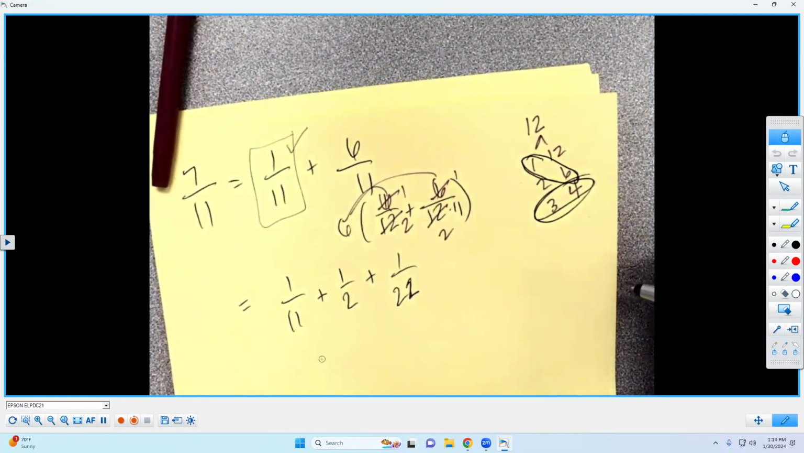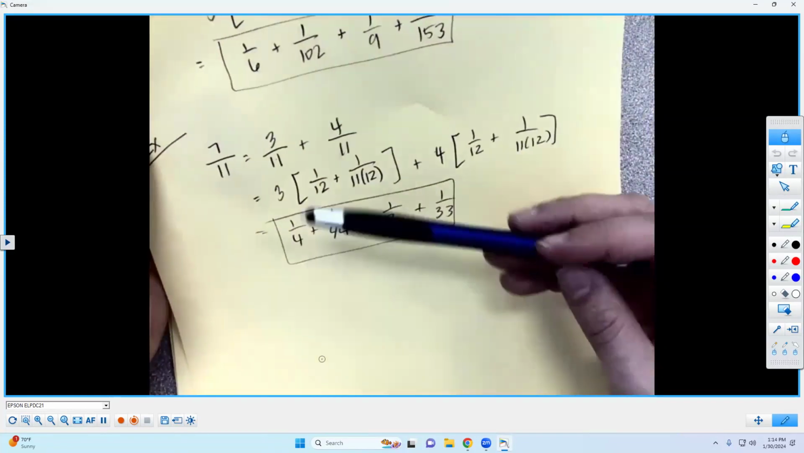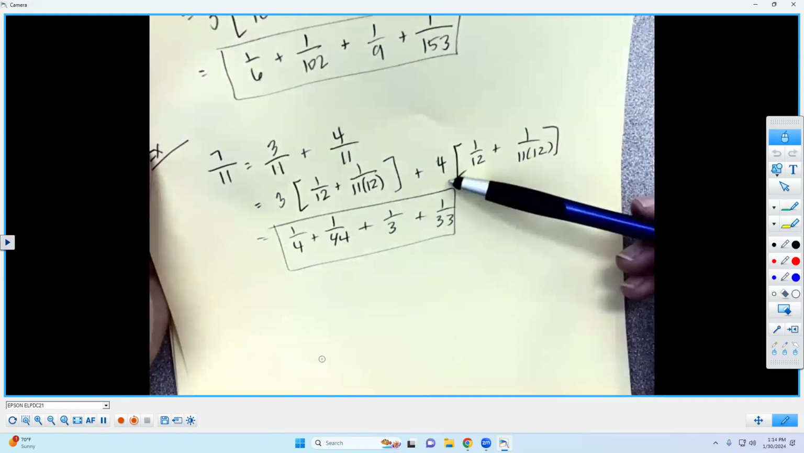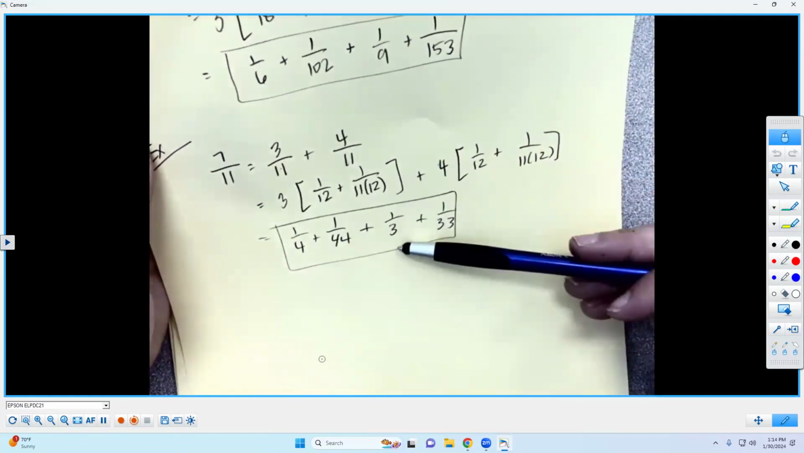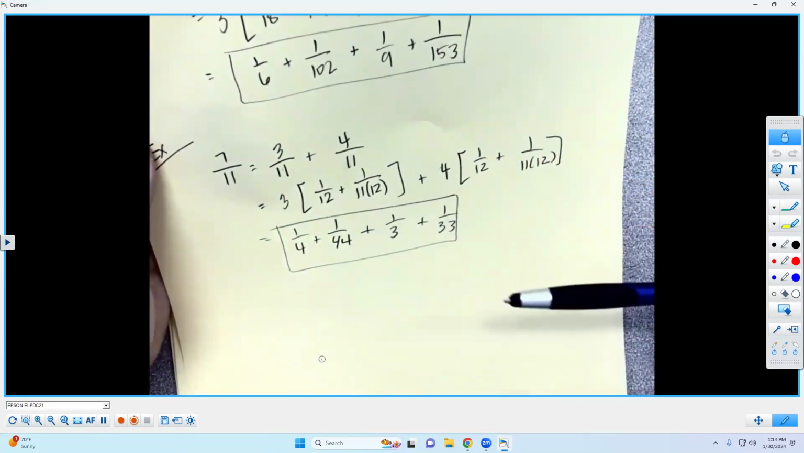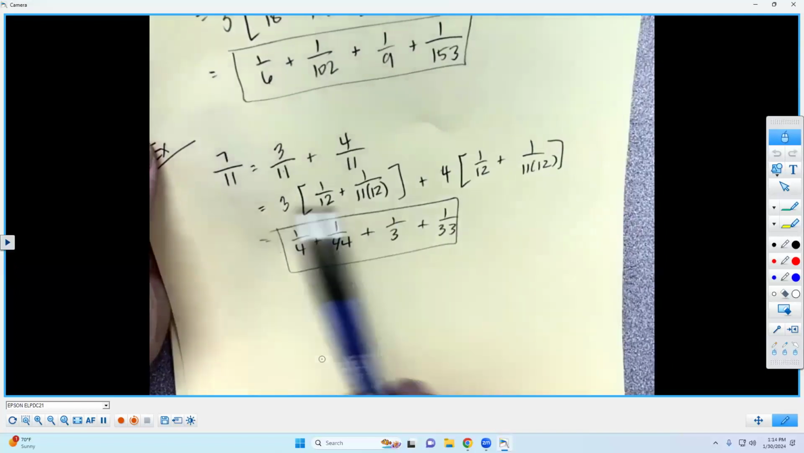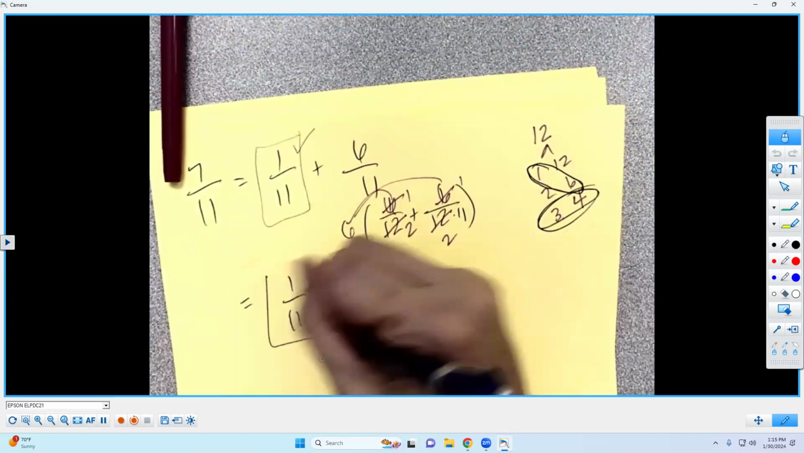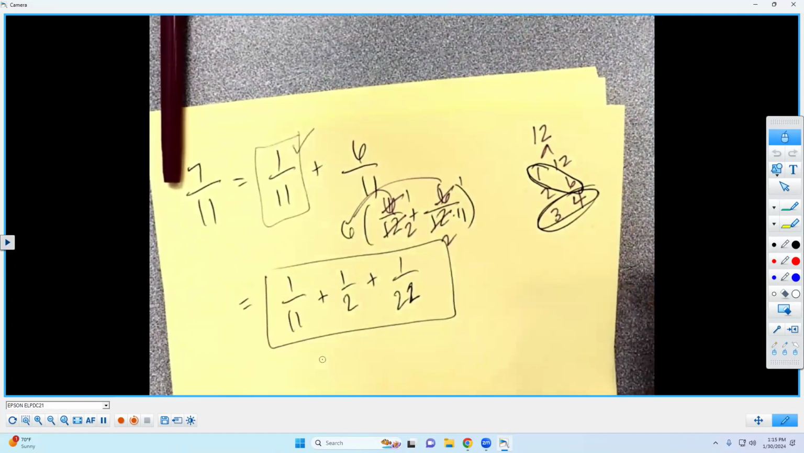What do you think, Adam? Pretty good. Good. In my notes, I did the 3 and the 4. Here it's worked out with 3 and 4. You do 3/11 plus 4/11. You have the 3 and the 4, and you get 1/4 plus 1/44 plus 1/3 plus 1/33. So if you add these on your calculator, you get 7/11 regardless. It's just two different answers for it. Okay, questions about that?